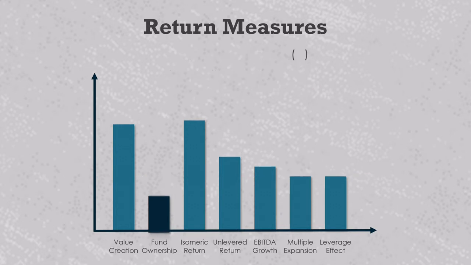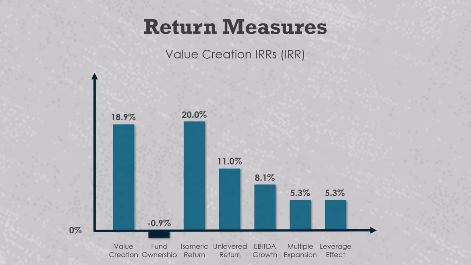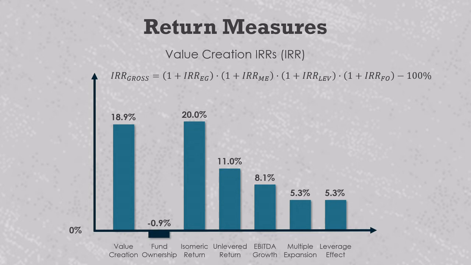The final return measurement is the value creation IRR. This tells us the IRR impact of things like EBITDA growth and multiple expansion, but note that we did not put them in the form of a value bridge, because value creation IRRs are not related to one another through addition and subtraction. Like the equity return multipliers, they're related by multiplication and division using this formula here. When you plug in the value creation IRRs, you get the GP's gross IRR of 18.9%.